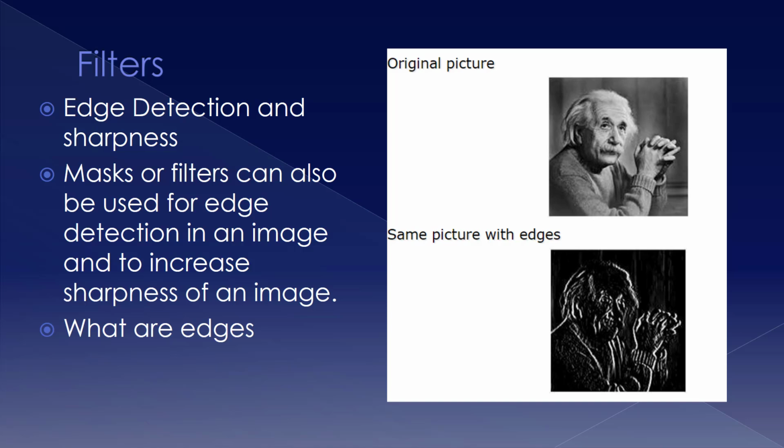With edge detection and sharpness, we're taking the original picture in the top square, and then we are applying a filter to tease out the edges, and you can see that there is an increased sharpness in the image. The edges are showing as the bright areas.